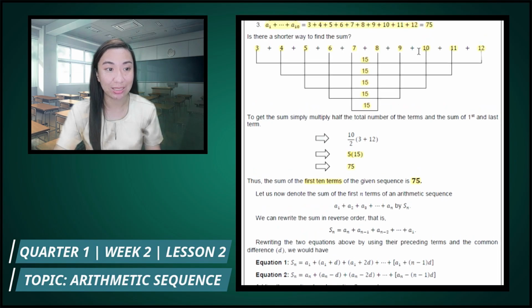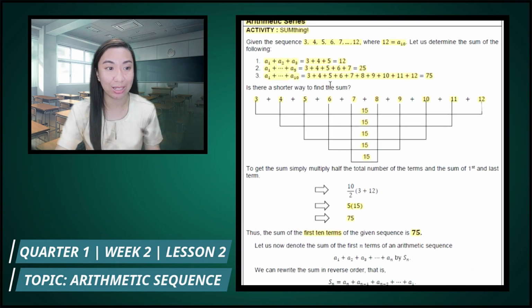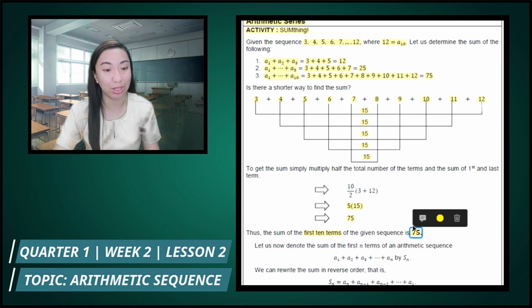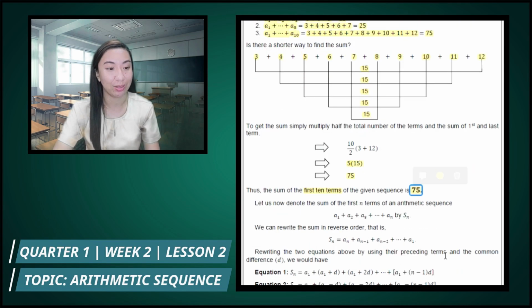If you notice, from what we did earlier in this activity, we added the given terms one by one to get 75. But in this case here, we are given a shorter way. Accordingly, what we need to do is simply multiply half the number of the terms in the given sequence to the sum of the first and the last term. So it's very easy and we get the same result.